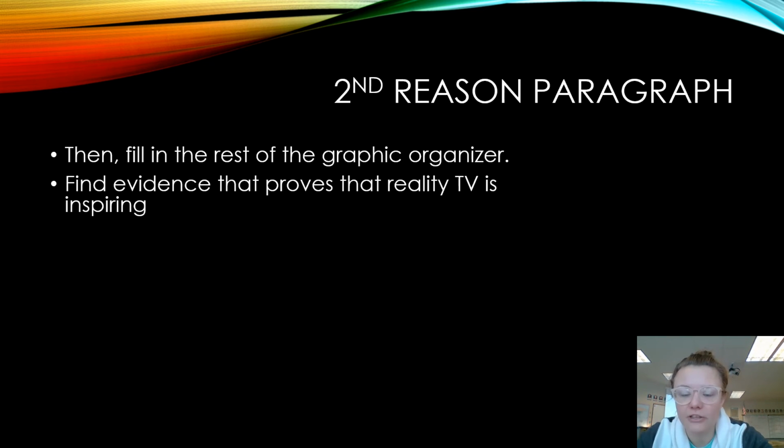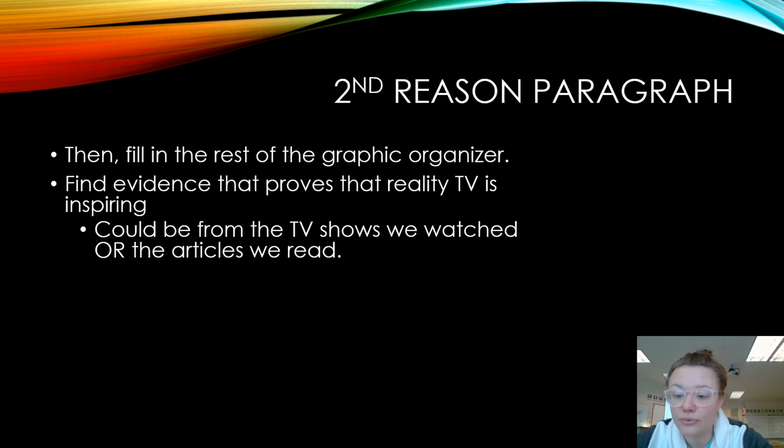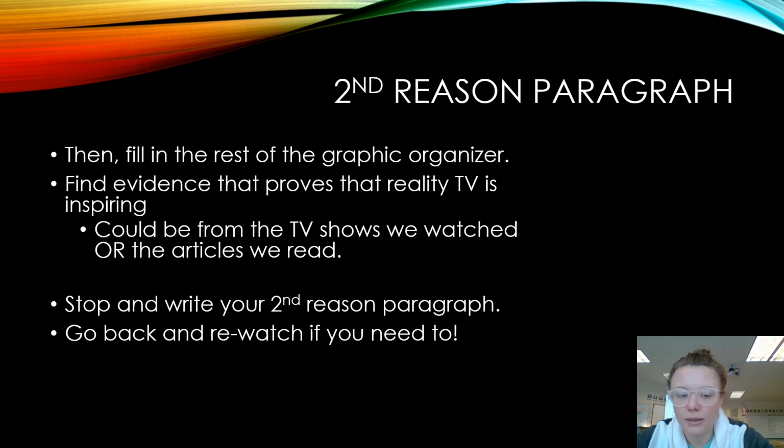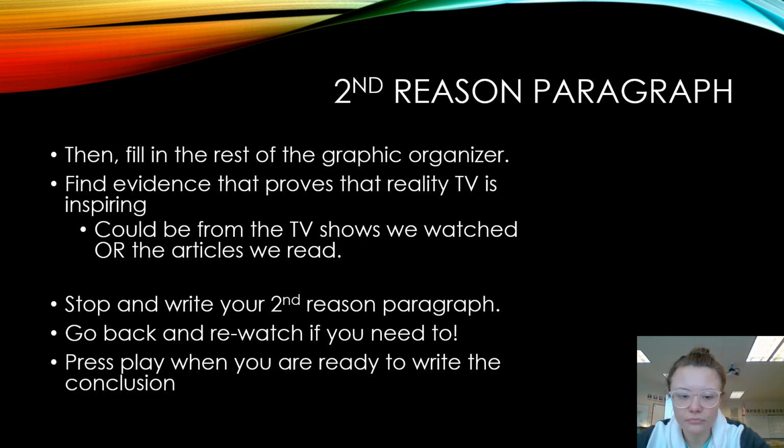Then fill in the rest of the graphic organizer for that paragraph. You'll find evidence that proves that reality TV is inspiring. It could be from the TV shows we watched or from the articles we read. So here, I'm going to have you stop and write your second reason paragraph. Go back and rewatch that first reason paragraph if you need to. And then press play when you are ready again to write the conclusion, and I'll walk you through that.